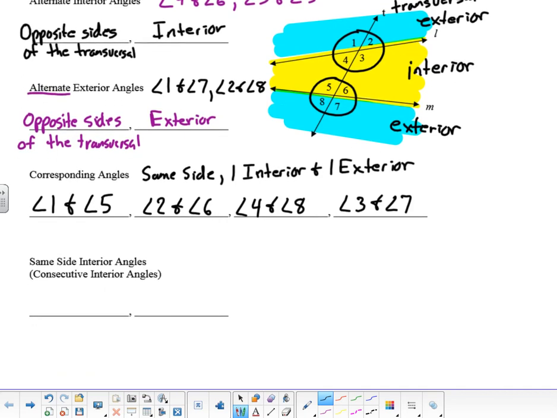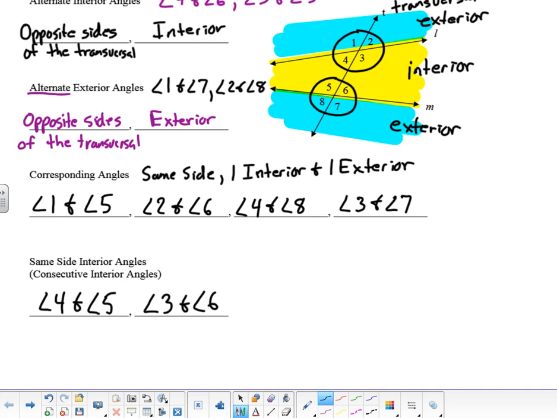And then our last one, same side interior angles. Well, we really have the definition right there. Okay. Sometimes called consecutive interior angles. So this would be like angle 4 and angle 5. They've got to be on the interior. And then if we go to the other side of the transversal, we'd see angle 3 and angle 6.